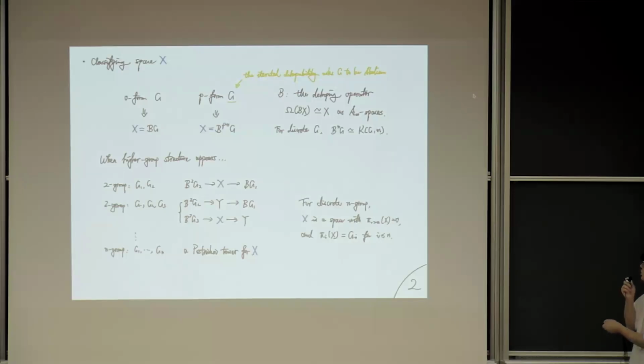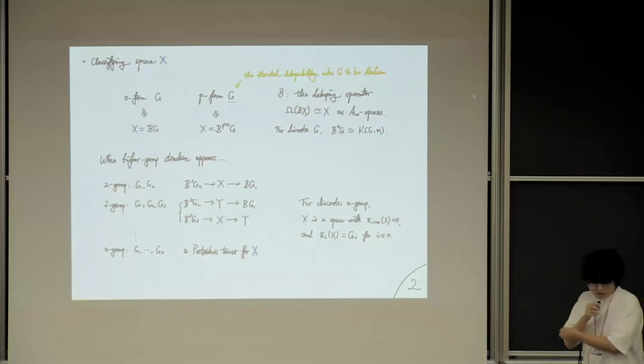When the groups are discrete, then this X is a topological space with vanishing higher homotopy groups, and for the lower homotopy groups, each pi_I exactly equals G_I. So this gives something called the homotopy N-type. Therefore, given a homotopy N-type, we get a classifying space for some discrete higher group symmetry. So this is some basic knowledge about classifying spaces.